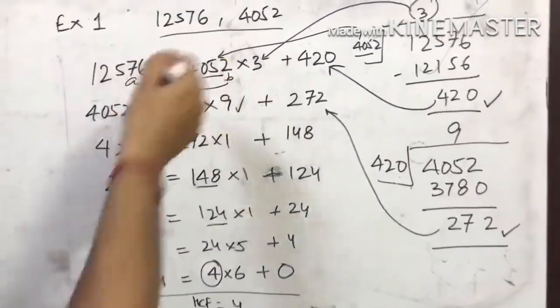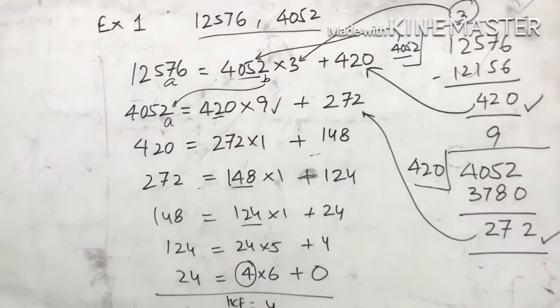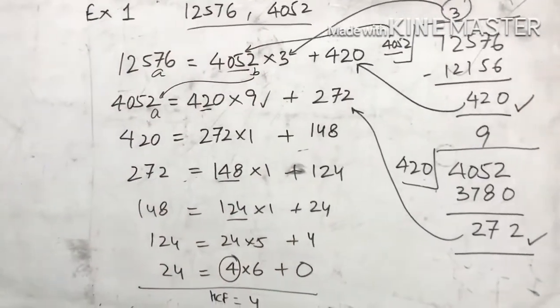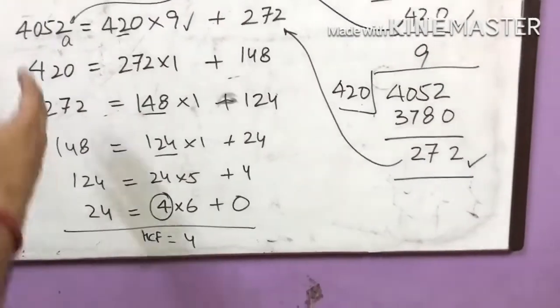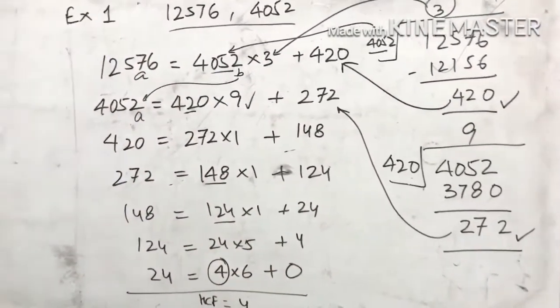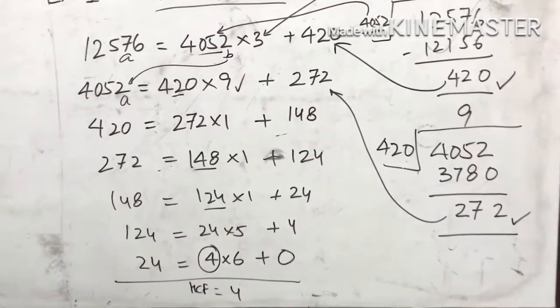So whenever two numbers are given to you and asked by the teacher that you have to find the HCF of these two numbers by Euclid division lemma, you have to follow these steps in this way. It can have 2 or 3 steps, it can have more than 6 or 7 steps, but if you practice it, after some time you will become very much familiar with that. Let's now do example number 2.